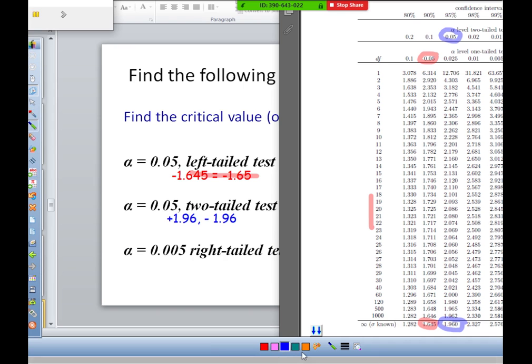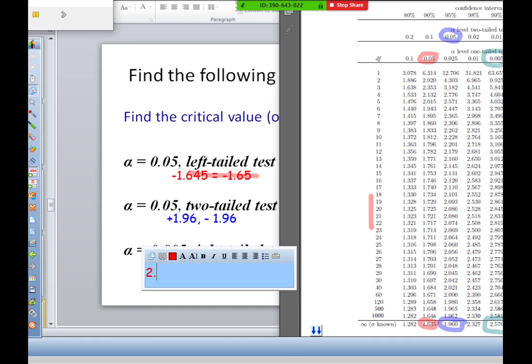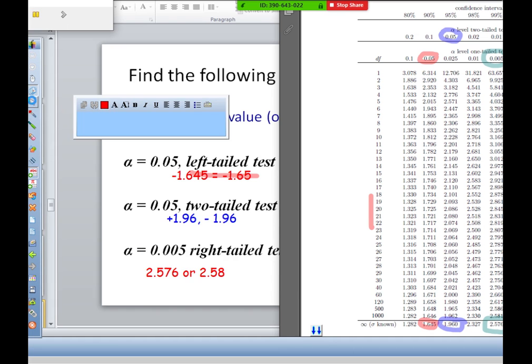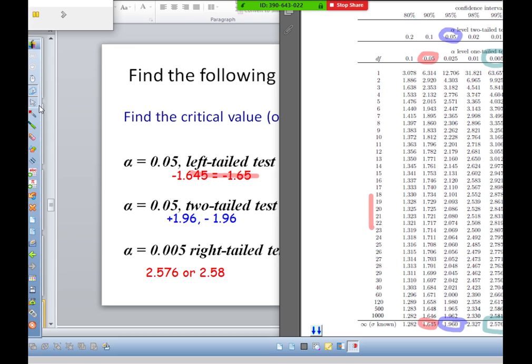And then the last one we're going to look at is alpha is 0.005, but it's right-tailed. So right-tailed again means a one-tailed test. So here's the 0.005. You're going to grab that. The z-score is the very bottom one. So these are all proportions. And that one will be 2.576, or you can round it to 2.58. Questions? And you guys good with that part?